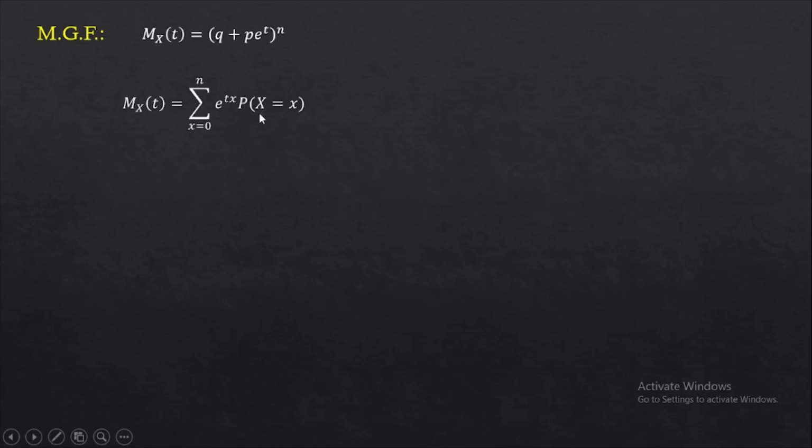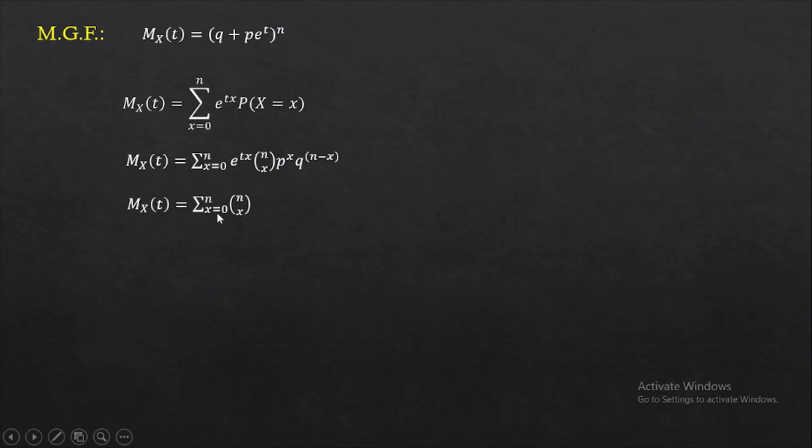Let's see the MGF. Our MGF for binomial distribution is Mx of t equals q plus p e raised to t, bracket raised to n. Let's see how to prove it. Mx of t is equal to summation e raised to tx P of capital X equal to small x. This is the basic definition of our MGF. MGF is moment generating function. So Mx of t is equal to summation, as it is, e raised to tx, and P of x means our probability mass function, nCx p raised to x q raised to n minus x.